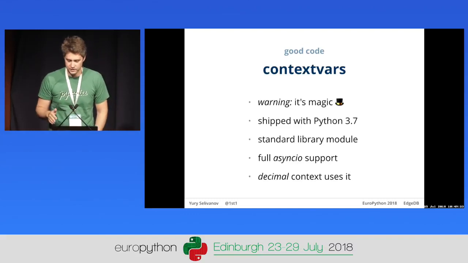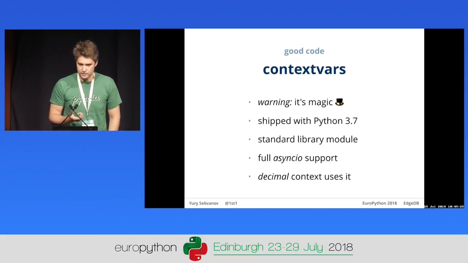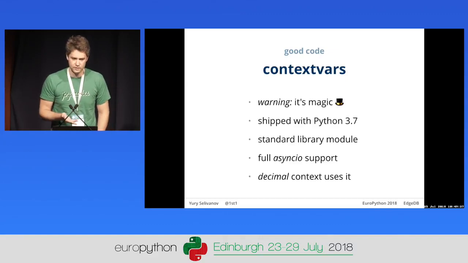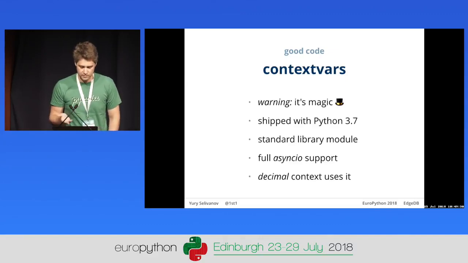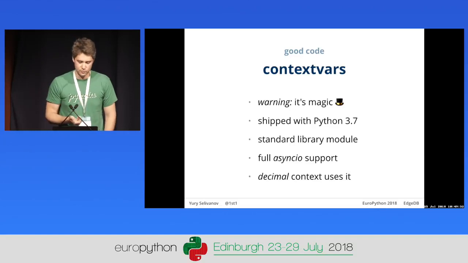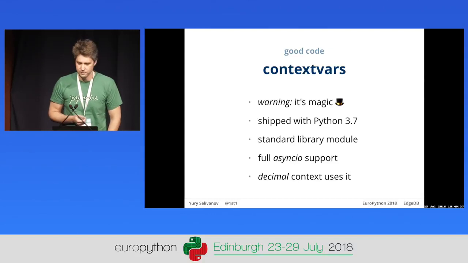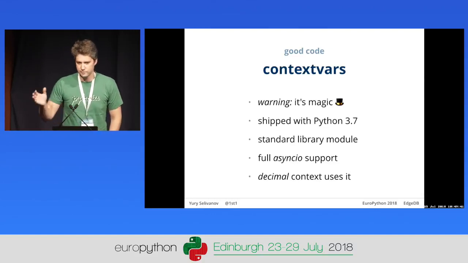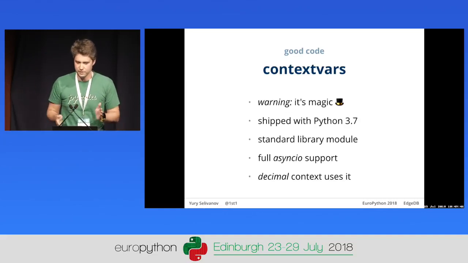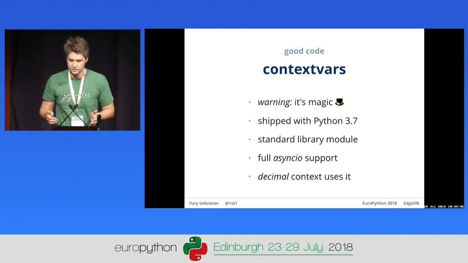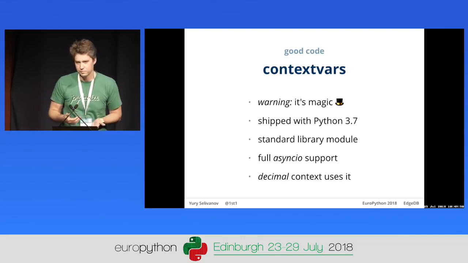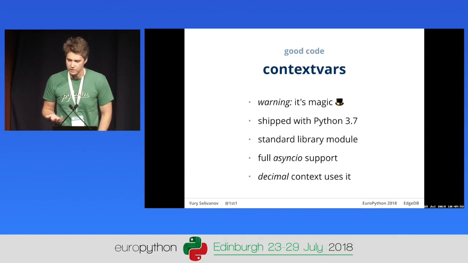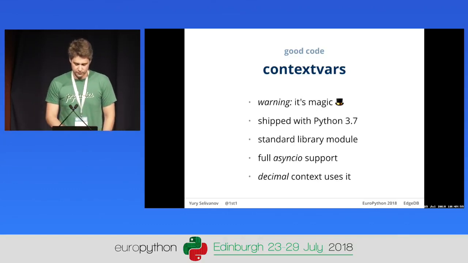They're shipped with Python 3.7, part of the standard library. Async IO supports them out of the box, and I think Trio supports them now out of the box as well. The decimal module uses it, so that was actually a bug before, because in Python 3.6 and earlier, if you do some decimal calculations in two different asynchronous tasks run in parallel and you have different decimal contexts, all those decimal contexts would be mixed up and you would get a wrong calculation. So in Python 3.7, we fixed it.